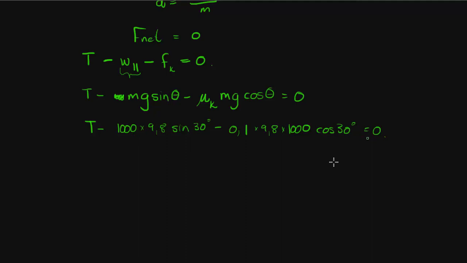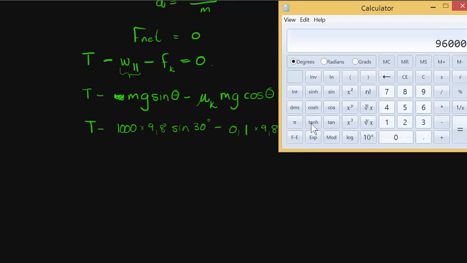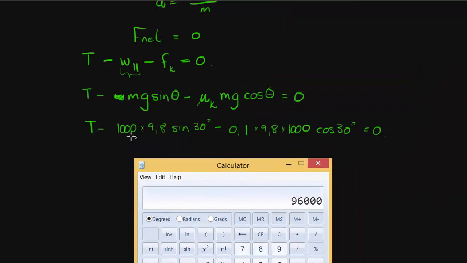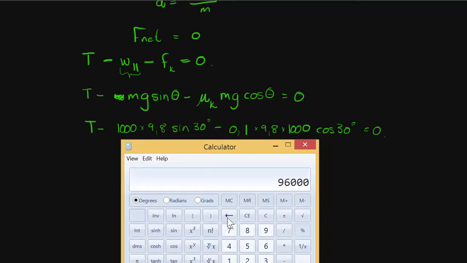Is equal to 0. Since both of those values are going to be added on the other side, I'm just going to add them together. What I can do is take out 1,000 and 9,8 as a common factor. So I have sine of 30 plus 0.1 times cos of 30, is equal to 1,000 times 9,8.